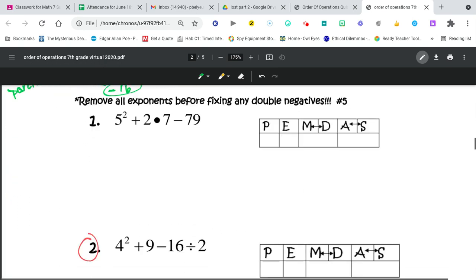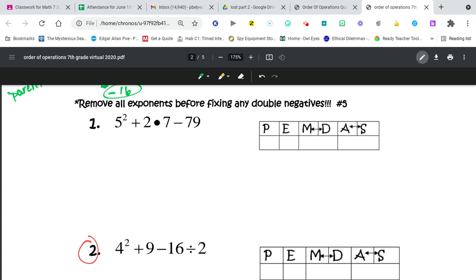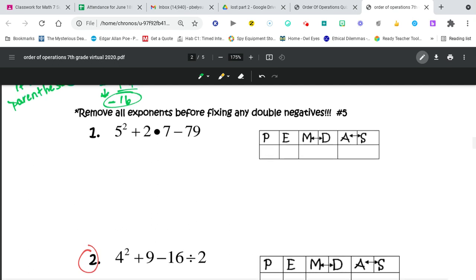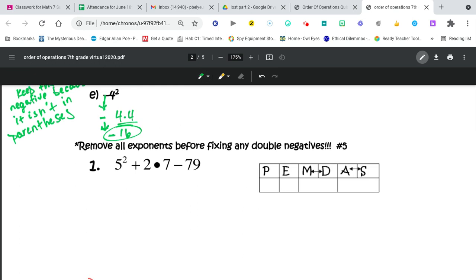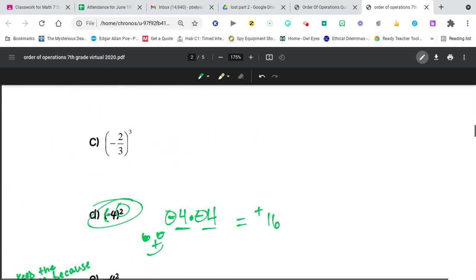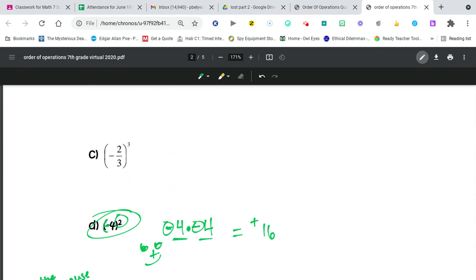All right, let's take a look at some of these. We're going to follow what we call PEMDAS in order to get an answer to these. PEMDAS is like an acronym for order of operations. So I'm going to explain PEMDAS, and I'm going to write it this way, and I want you to write it on your paper like this.